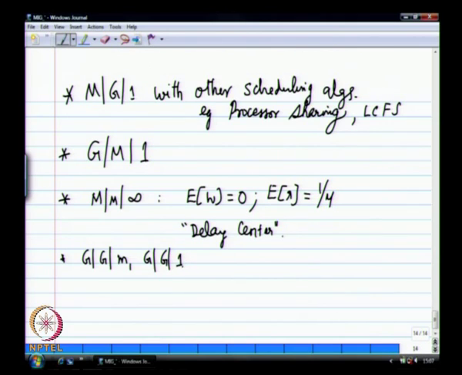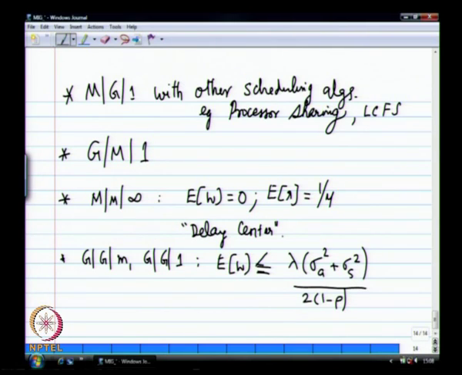If you look at a G/G/1 system, there are some bounds in terms of the waiting time. You do not have closed form solutions, but there are at least some decent bounds that tell you the delay will be less than this. So for example, for G/G/1, the waiting time E[W] is bounded by this expression. If you know the standard deviation of the inter-arrival times and the standard deviation of the inter-service times, then you can say this is an upper bound on the delay. Anyway, the derivation is there.